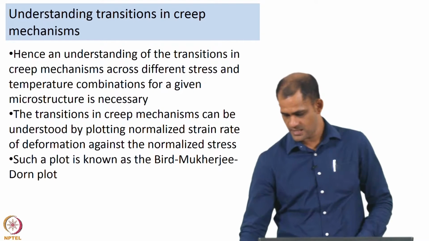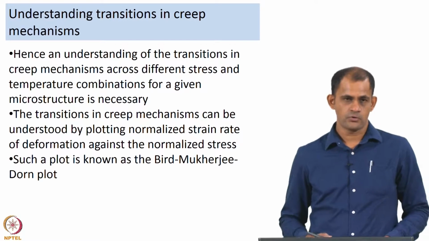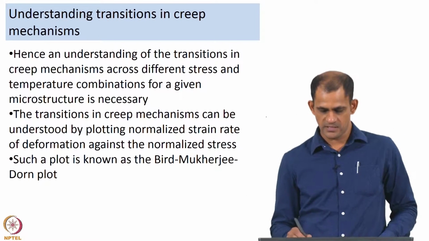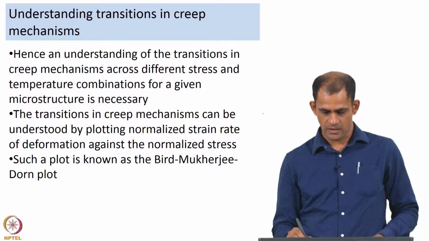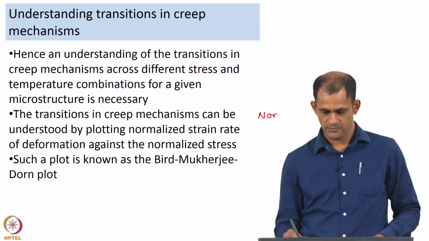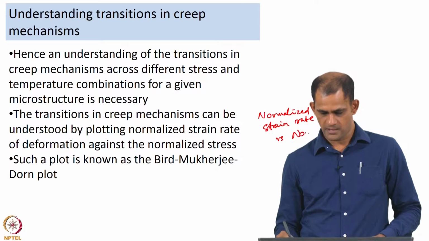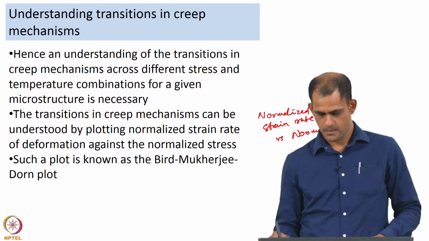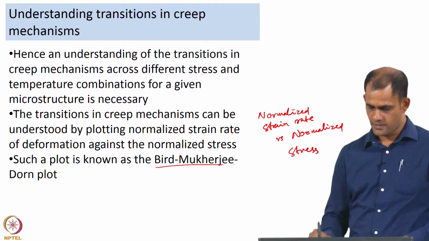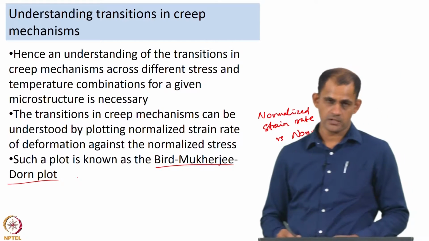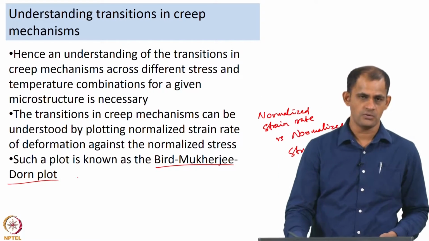Now, the transitions in creep mechanisms can be understood by plotting normalized strain rate of deformation against normalized stress. So, if you want to understand the transitions in creep mechanisms, then it is important that you have one single plot where you use normalized strain rate and plot it against the normalized stress. A plot like that is known as the Bird-Mukherjee-Dorn plot. So, this is what I am going to talk about now.